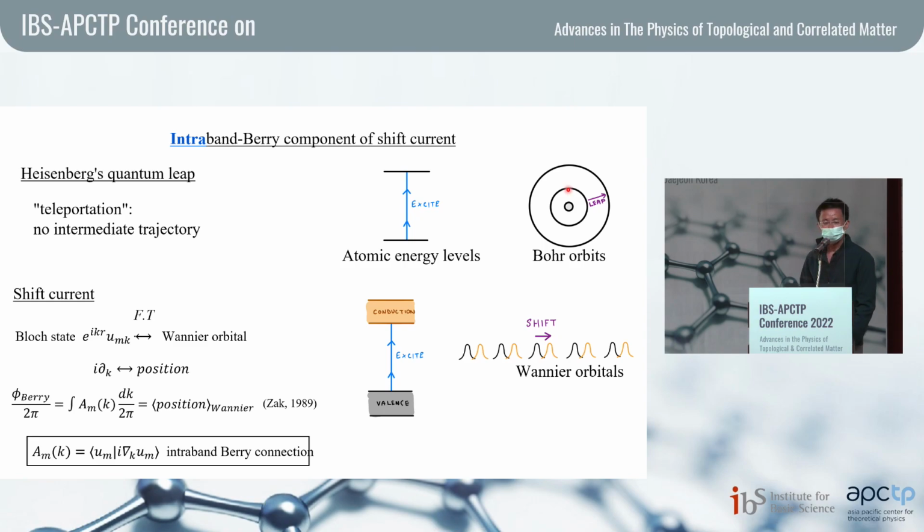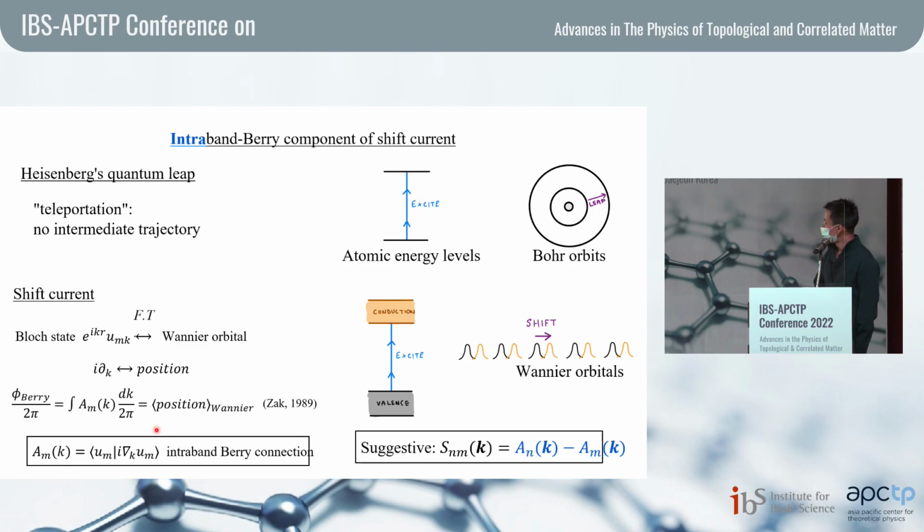So we know that we can always Fourier transform a Bloch state to a Wannier orbital, and when we do so, the position operator is in one-to-one correspondence with i gradient of k, and therefore, we have this relation that the expectation value of the Wannier orbital equals the Berry phase, or the integral of the intraband Berry connection, defined in this way.